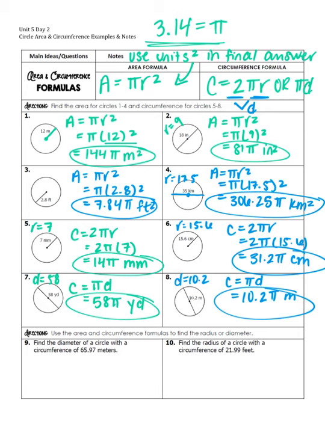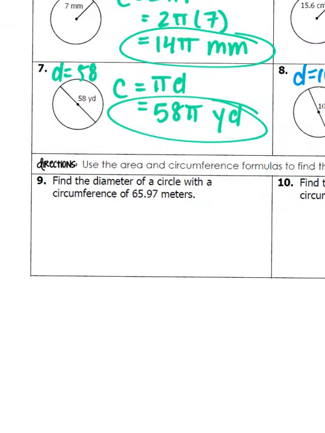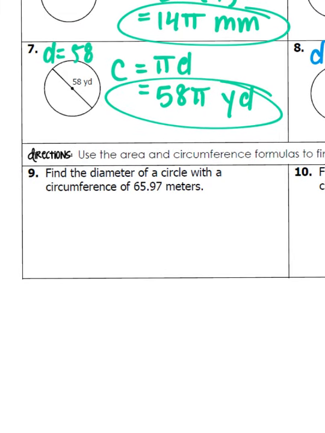Okay, and then here we have our answers for 6 and 8. In number 6, they gave us the radius, so I used the 2 pi r formula. In number 8, they give us the diameter, so we just use pi times diameter. Okay? All right, we're going to move on to some word problems here. Number 9, find the diameter of a circle with a circumference of 6.97 meters.